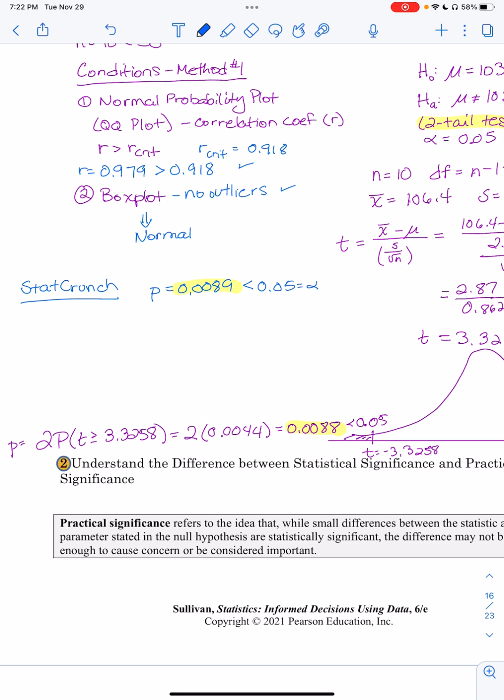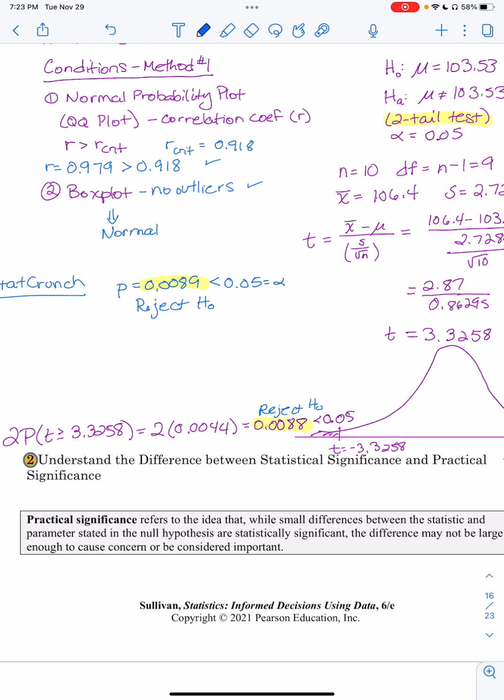So in both cases here, I'm going to reject my null, and here I'm going to reject my null. These are the same results, so it's just 2 ways to do it. So basically you have 2 ways that you can show this, and this is with a small sample.